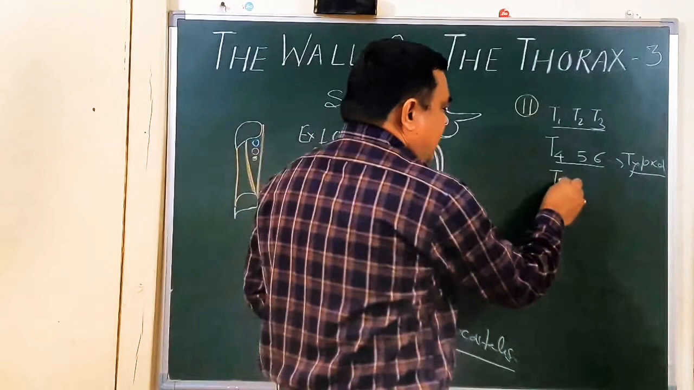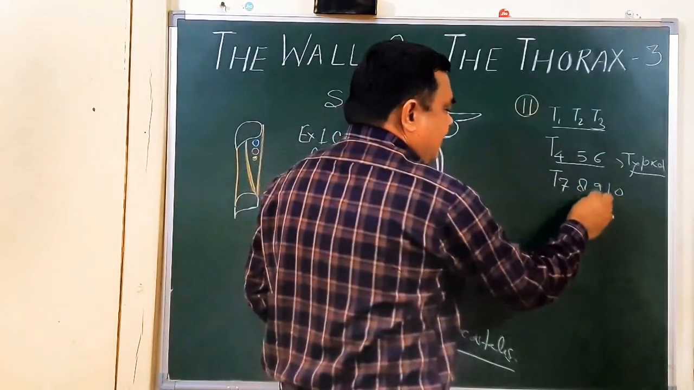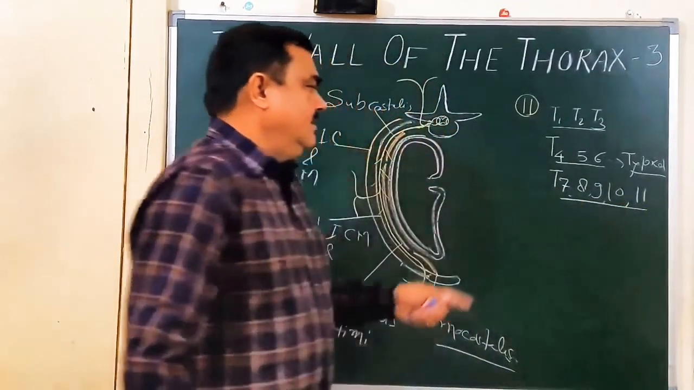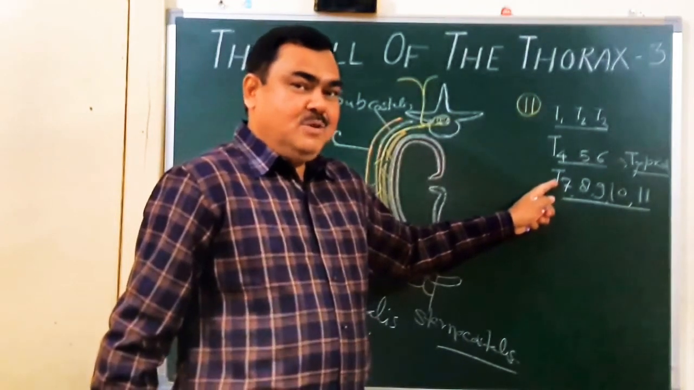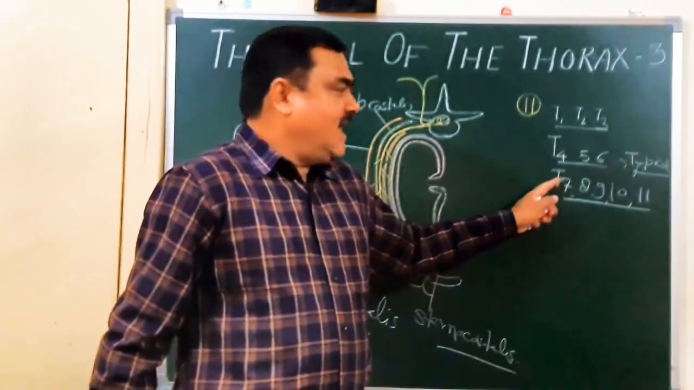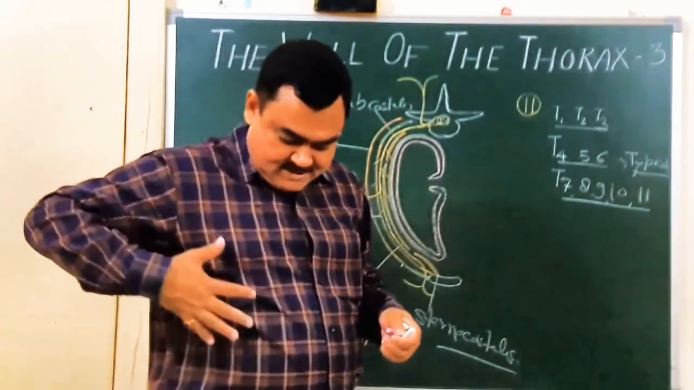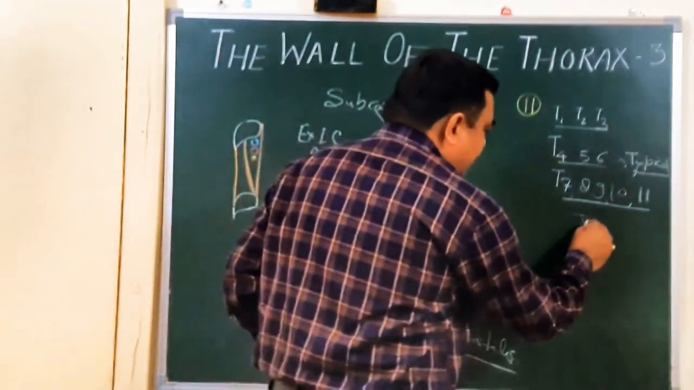And ventral rami of T7, T8, T9, T10, and T11. These ventral rami give supply to intercostal spaces and also to anterior abdominal wall. It gives supply to the spaces and also anterior abdominal wall. So these are thoraco-abdominal.